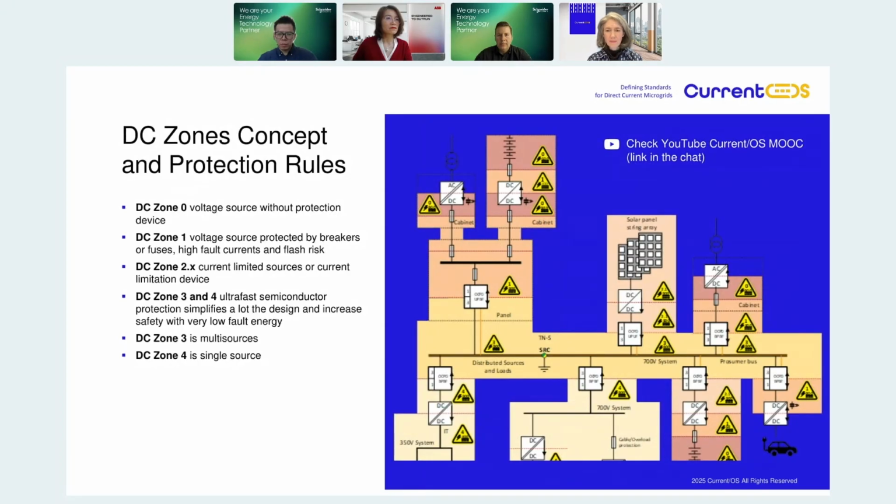Then about the zoning concept, which is a quite important part of the CurrentOS set of rules. The protection rules are strongly linked to the DC zone. You can also find some more information about it in the MOOC on the CurrentOS YouTube channel. There are 6 videos about all types of aspects on active DC grids according to the CurrentOS set of rules. And part 4 is about the protection and DC zones, which are explained in more detail.